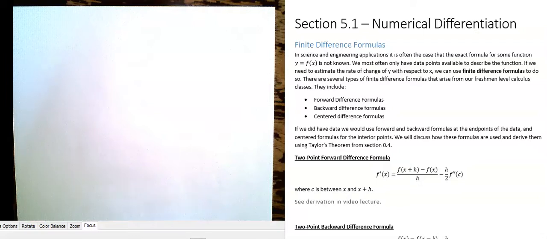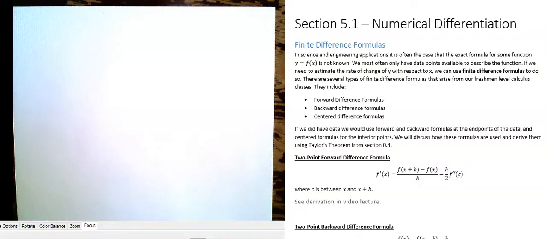So basically what we're going to do here is numerically take derivatives by using what are called finite difference formulas. Often in science and engineering, we're going to have data points that are representative of a function, but we're not necessarily going to know what our function f of x is. So to approximate the derivative without knowing the function, we use these finite difference formulas.